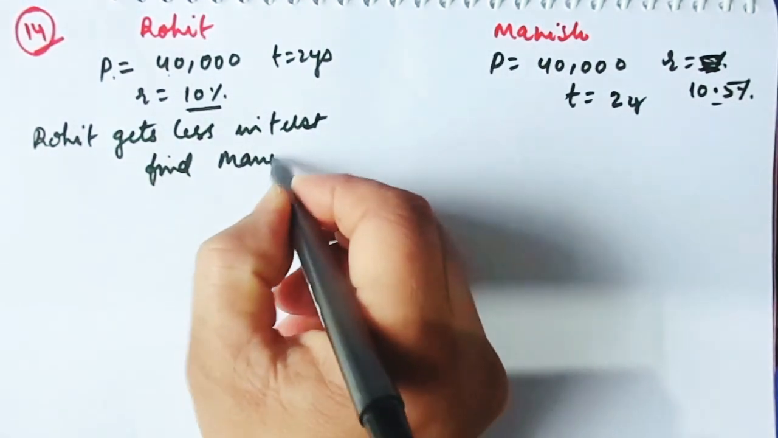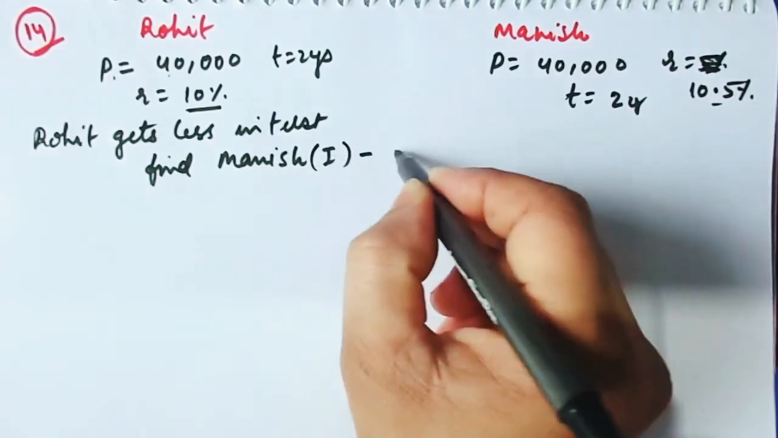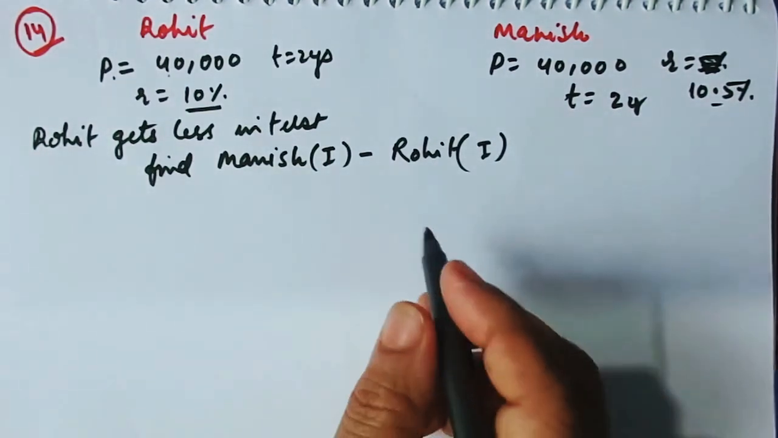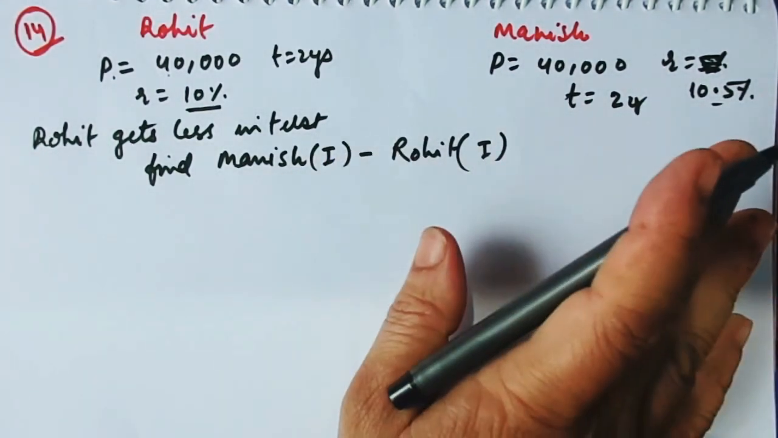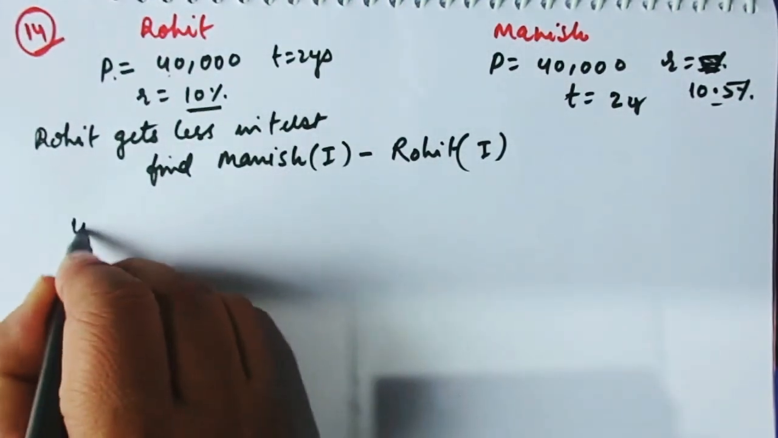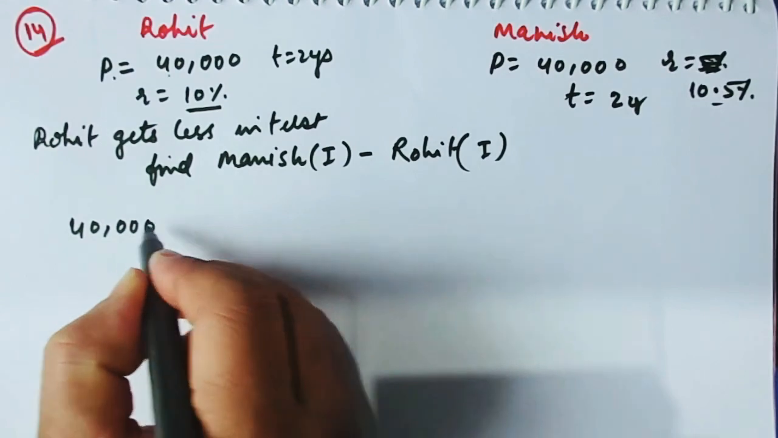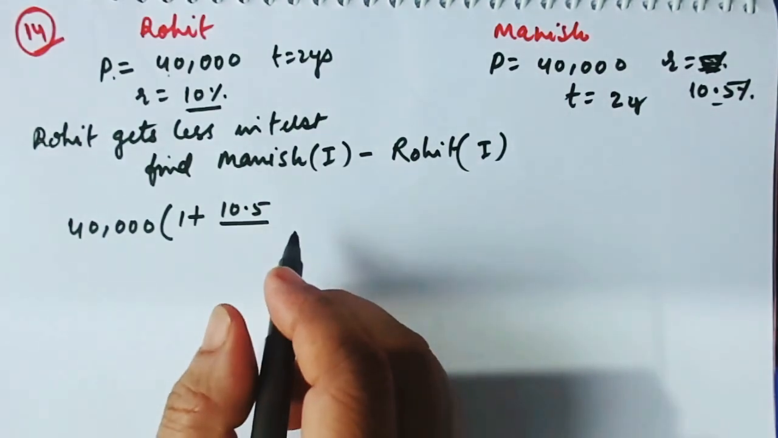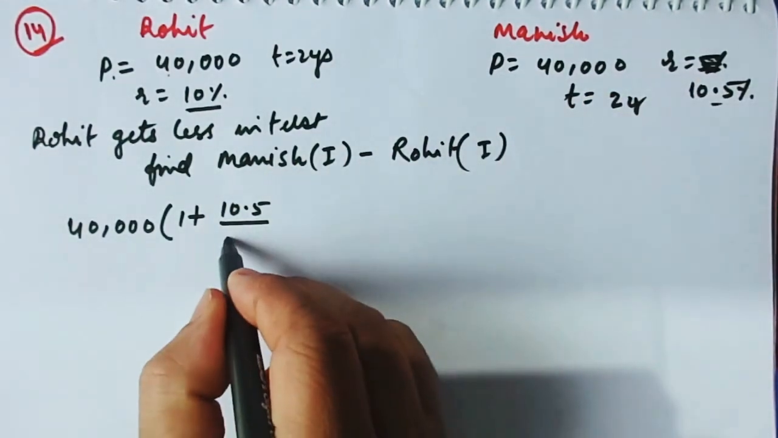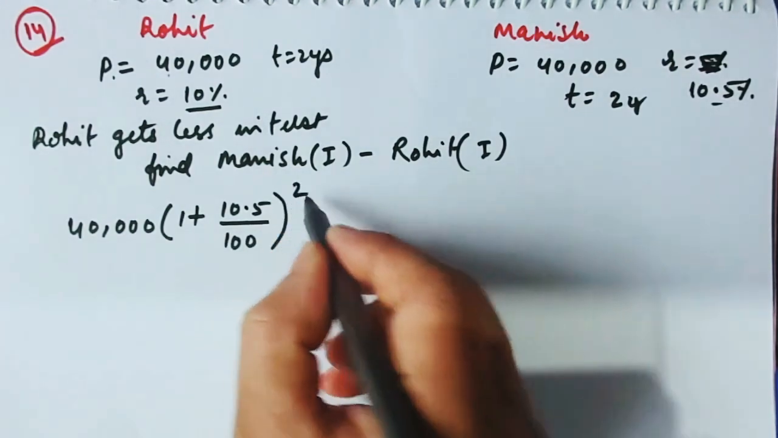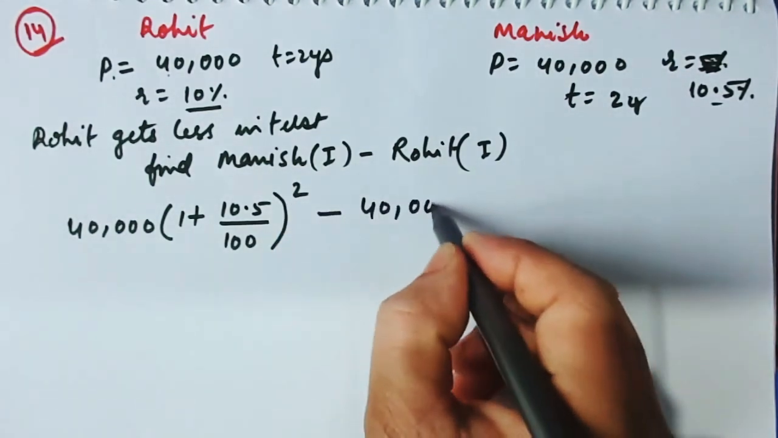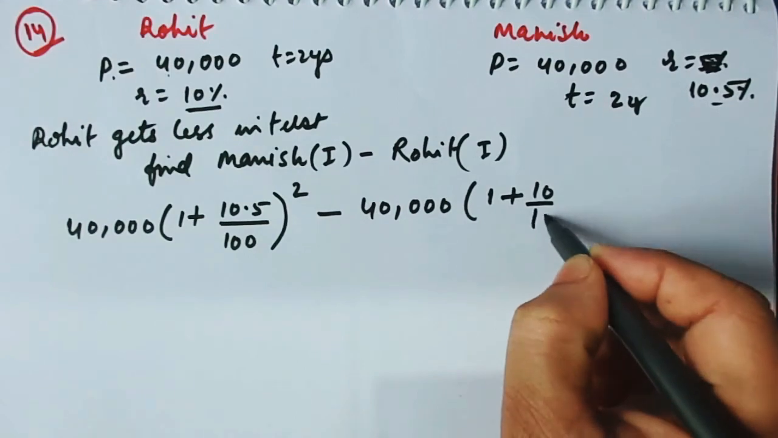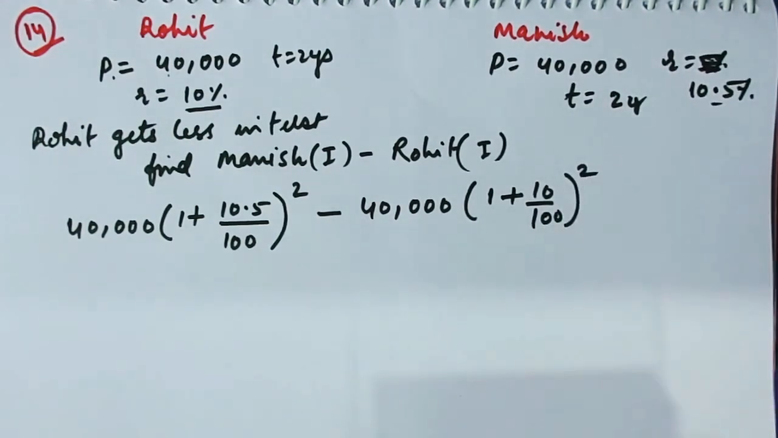मनीष का इंटरेस्ट माइनस रोहित का इंटरेस्ट। कैसा वाला इंटरेस्ट? कंपाउंड इंटरेस्ट। कोई झंझट नहीं। मनीष का निकालो तो ये 40,000 1 प्लस R बाय 100, 10.5 बाय 100 टू द पावर 2 साल। अगेन 40,000, बाप रे बाप इतना बड़ा कैलकुलेशन, बट दिस कैलकुलेशंस कैन बी सॉल्व्ड स्मार्टली। देखना है कैसे?